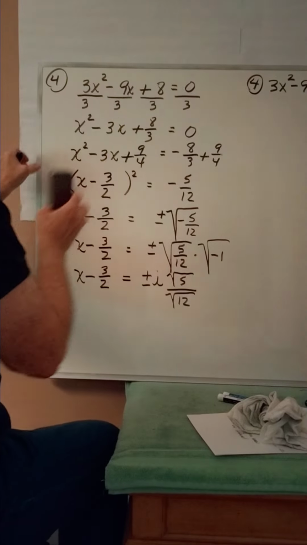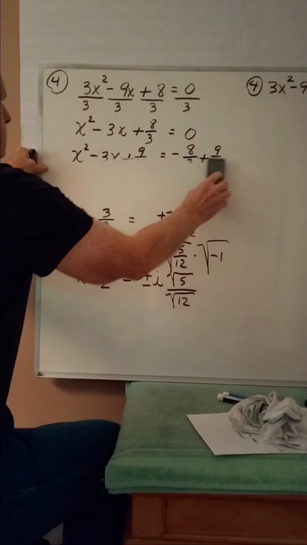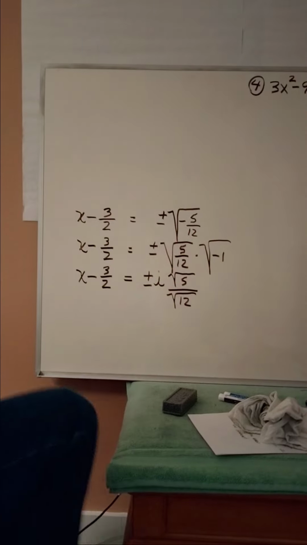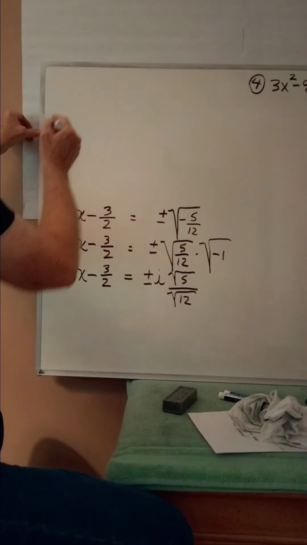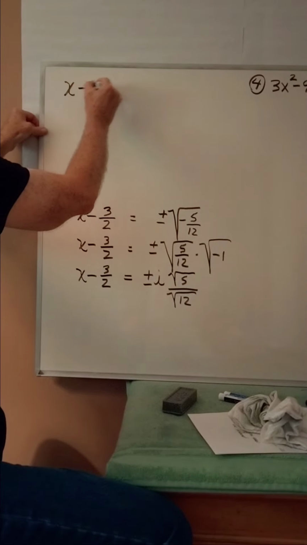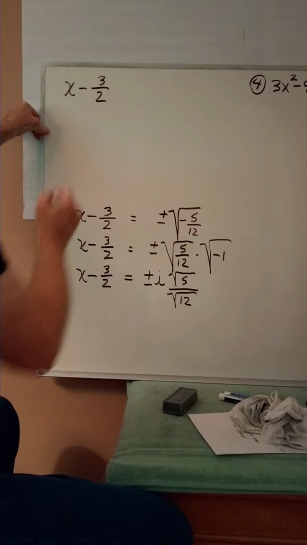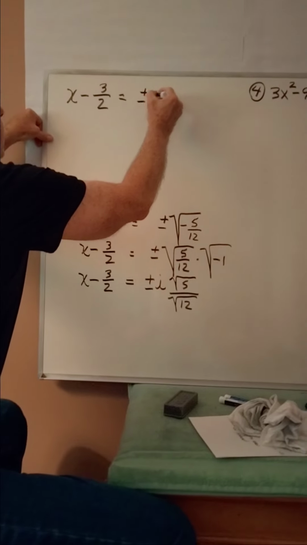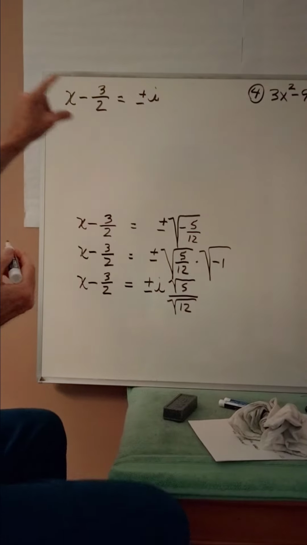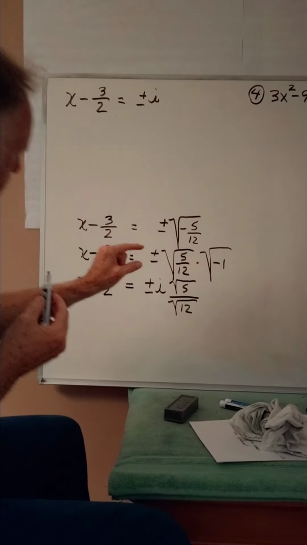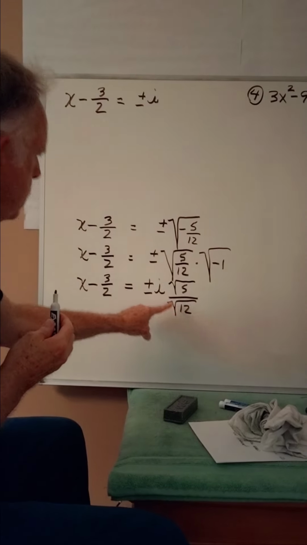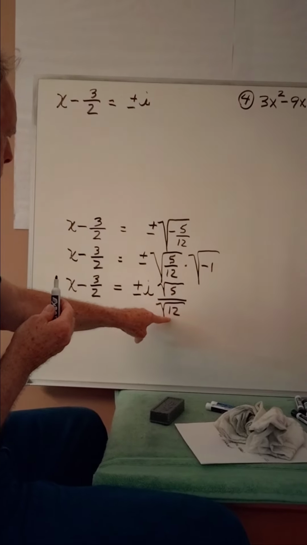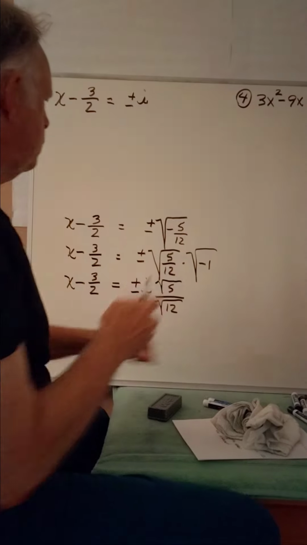Now I'm going to erase some information up here. And I'm going to bring this x minus 3 over 2 up here is equal to plus or minus i. And I'm just going to let that rest. Yes, I could begin to do some things right here with this, but I'm going to pull this radical of 5 divided by radical 12, I'm going to pull it off to the side.